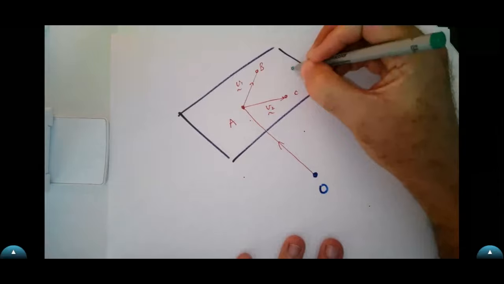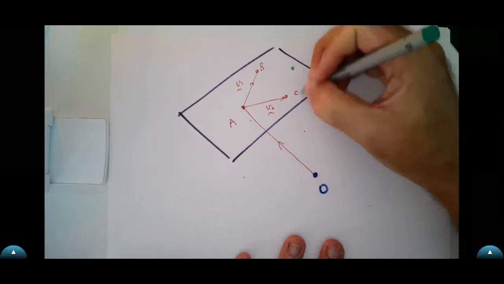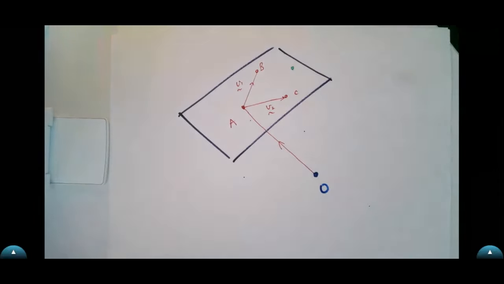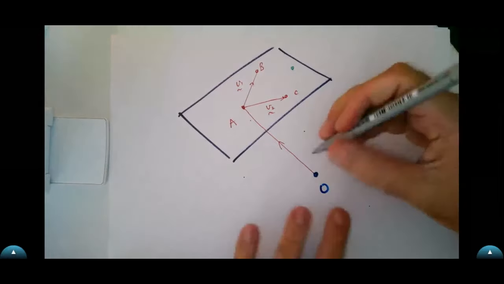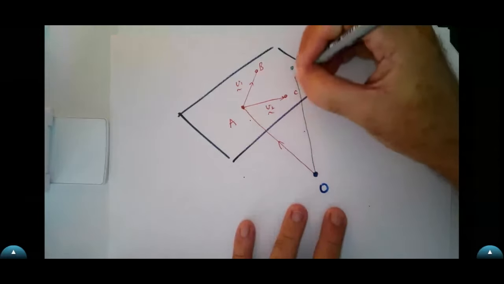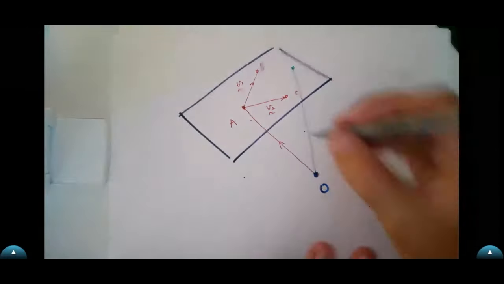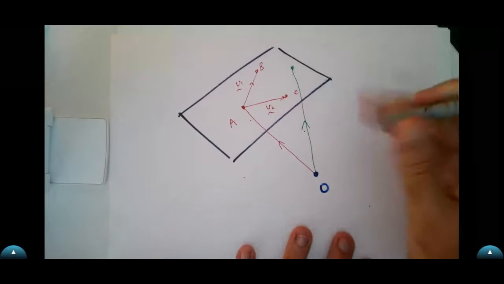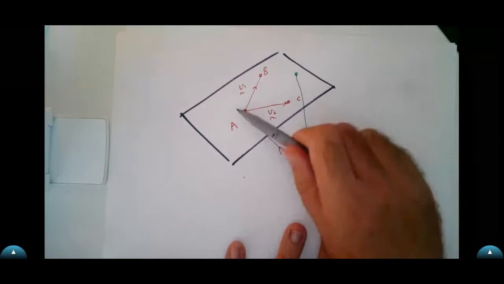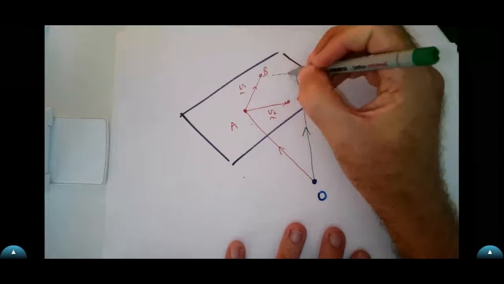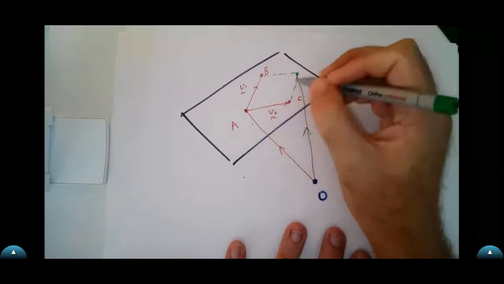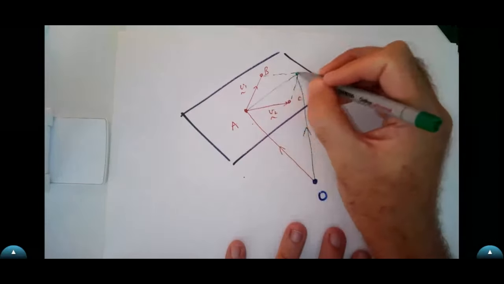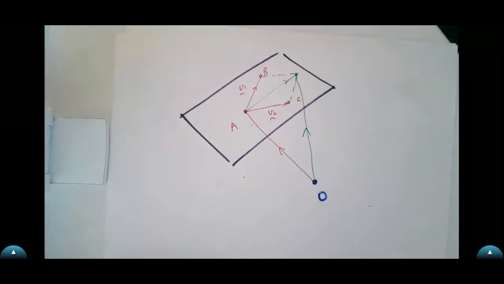So let's say I wanted to get here from the origin. Let me do that a bit better. Okay, I wanted to get to that point. What I would do is I would go that, plus that, and that. So you get in there.